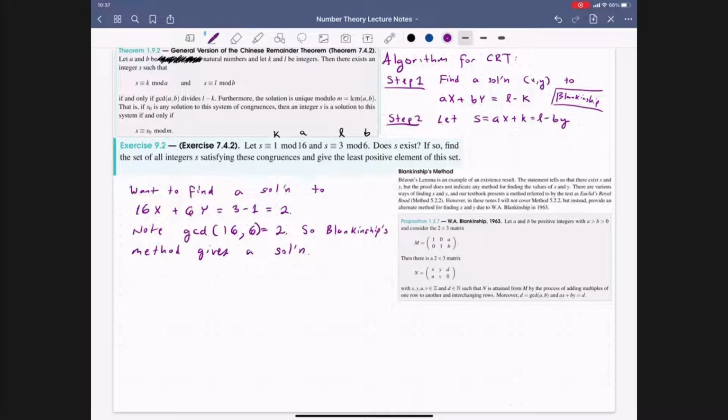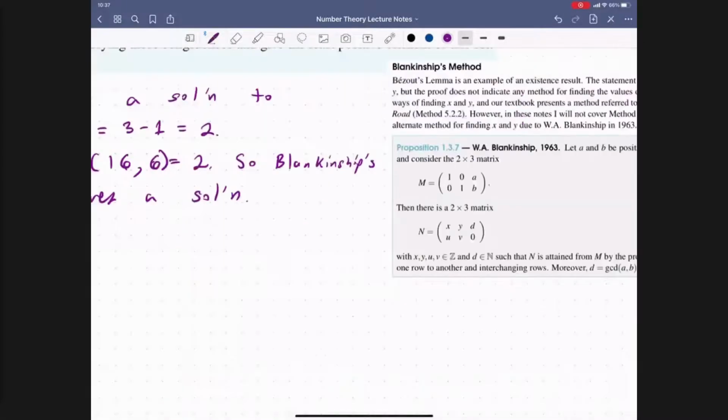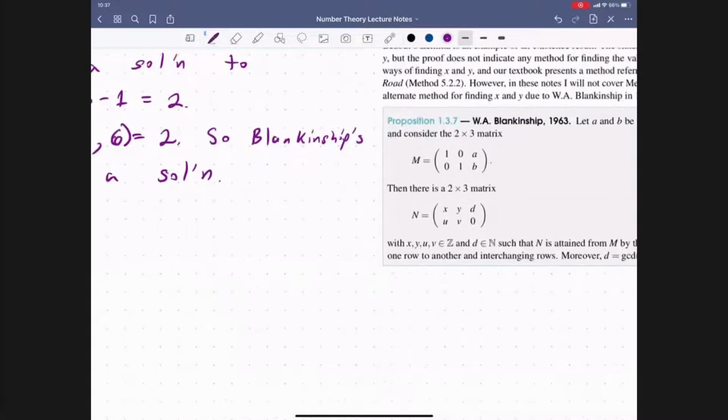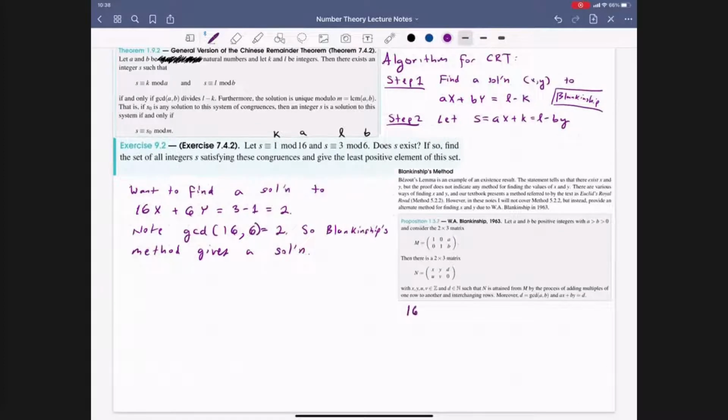So what we have, we start off with our matrix. And actually I'm going to zoom in over here. Actually, before we do the matrix, remember that when applying Blankenship's method, we really want to apply the Euclidean algorithm. So we have 16, and we're going to divide 16 by 6. Now if we do that, the remainder of 16 modulo 6 is going to be 4. And so we're going to have 16 equals 6 times 2 plus 4.